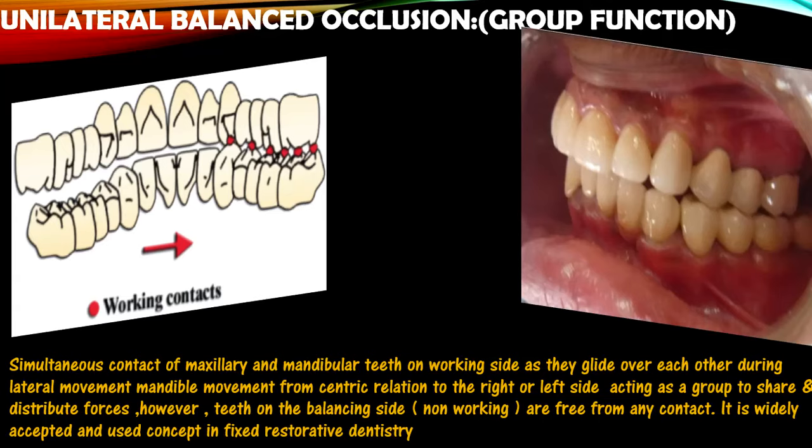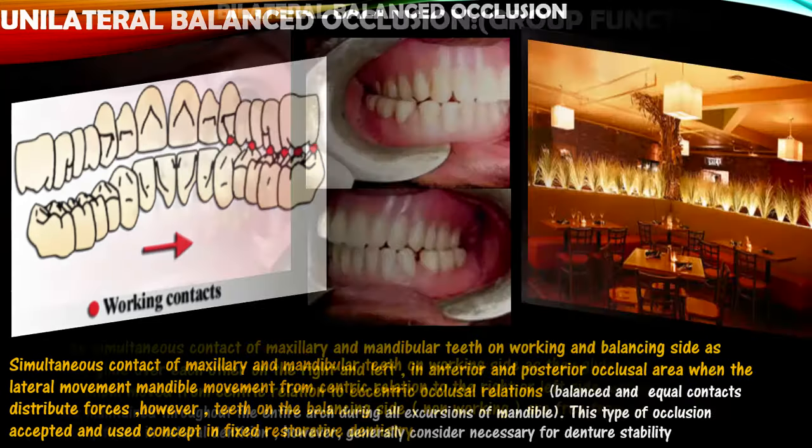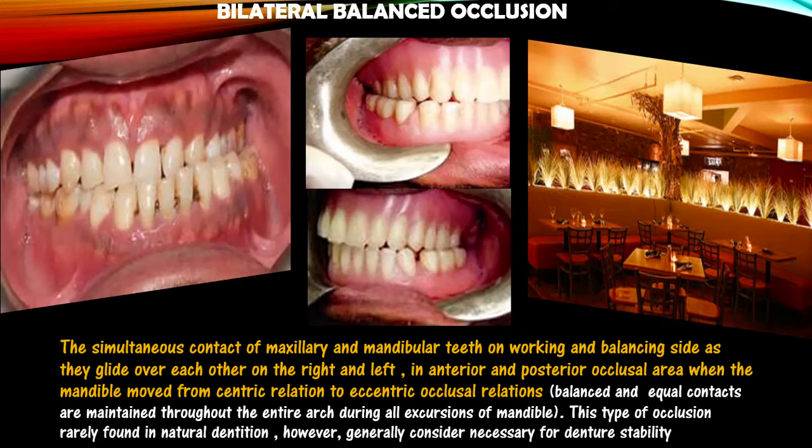During the movement to left or right بالworking side راح يصير contact بالteeth لكن بالother balancing side the teeth are away from and free of contact. This concept is widely accepted and used in fixed prosthodontic dentistry. النوع الثاني bilateral balance occlusion.